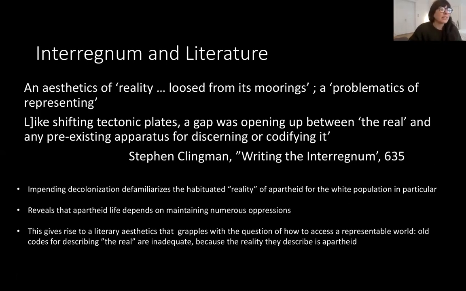So he suggests that literary narrative of this period depicts, and this is the quote at the top of the screen, a reality that is loosed from its moorings. And then he writes, like shifting tectonic plates, a gap was opening up between the real and any pre-existing apparatus for discerning or codifying it. So what does all of this mean? And how does a problematics of representation relate to this condition of what Nadine Gordimer is calling interregnal?